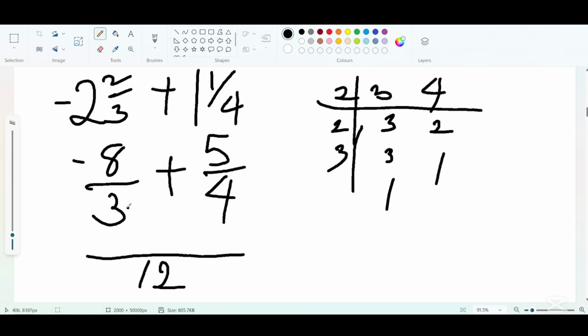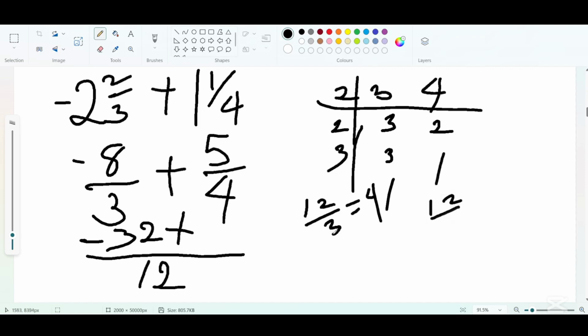So here we will now use the 3 to divide 12. 12 divided by 3, that's going to be 4, right? So that 4 multiplies 8, and 4 times 8 is 32. So that will be minus 32 plus, now 4 in 12, that is 12 divided by 4, that's going to be 3. So that 3 now will multiply the 5, 3 times 5, so that will be 15. So we write 15 here.